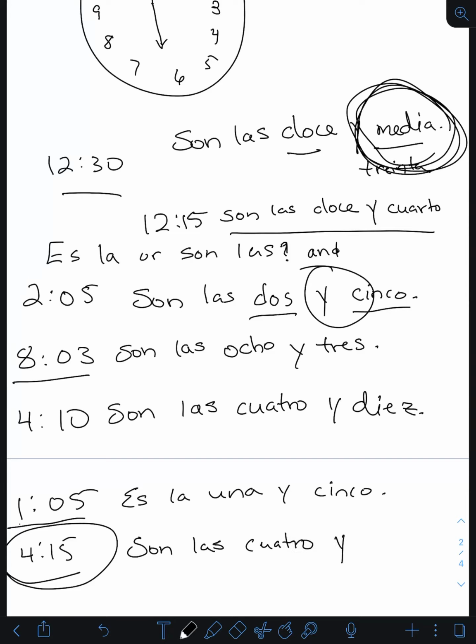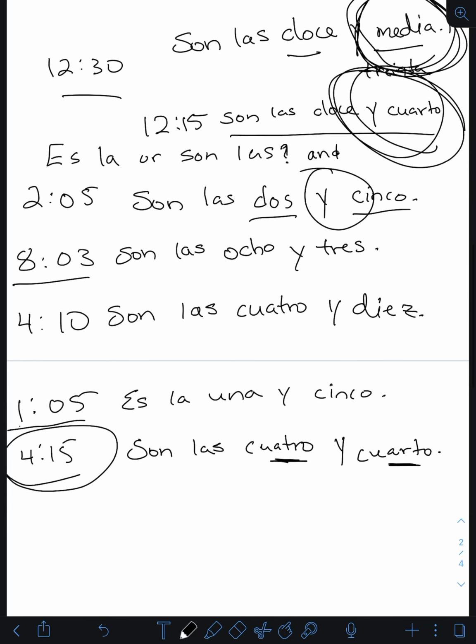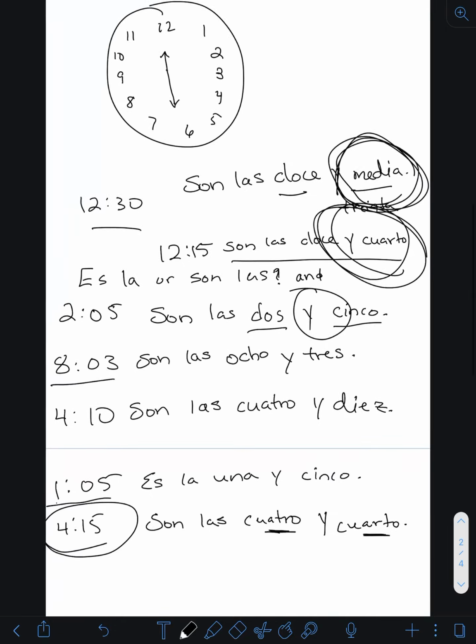cuatro y. Now remember what we did for 15, right? Quarter after. Y cuarto, so it's 4:15. Quarter after 4. You guys see the spelling here? Different numbers, but they look very similar. Cuatro y cuarto. If you want to throw someone off and say you know how to speak Spanish, just say cuatro y cuarto. They'll just look at you like, okay, you know what you're talking about.